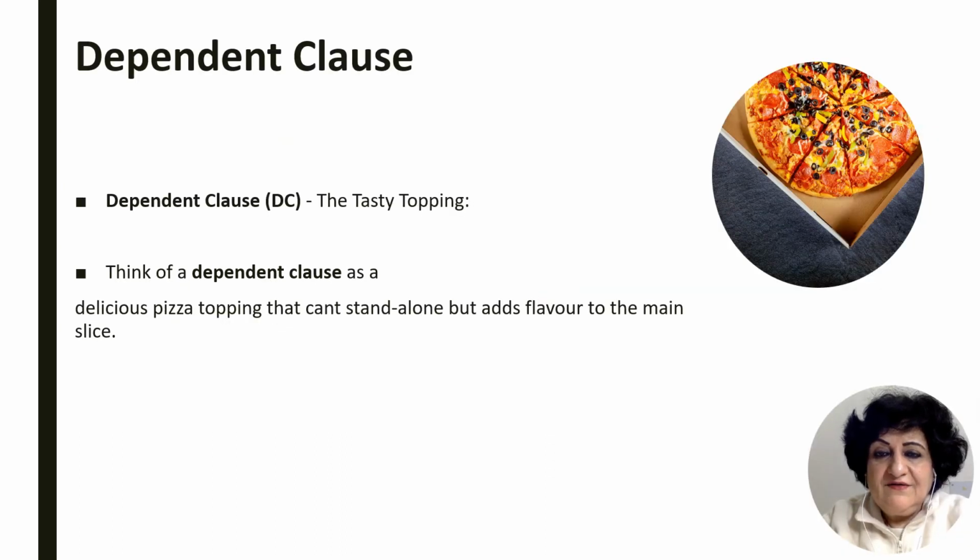On the other hand, the dependent clause is like the tasty topping. You can't have the topping without the pizza slice, right? You can have the pizza slice without the topping, but you can't have the topping without the slice, right? So, a dependent clause cannot stand on its own, it has no meaning unless it has the support of the independent clause.